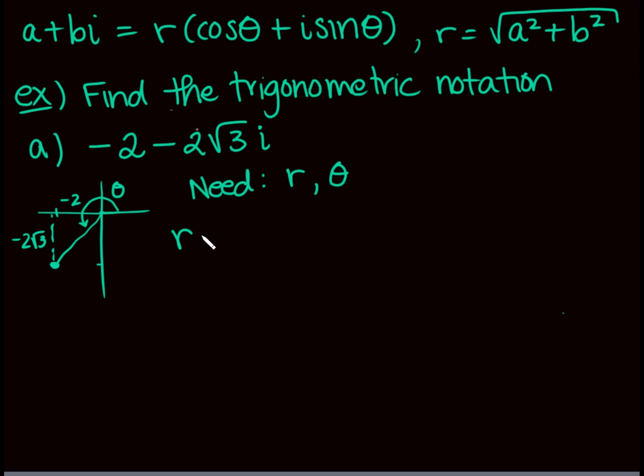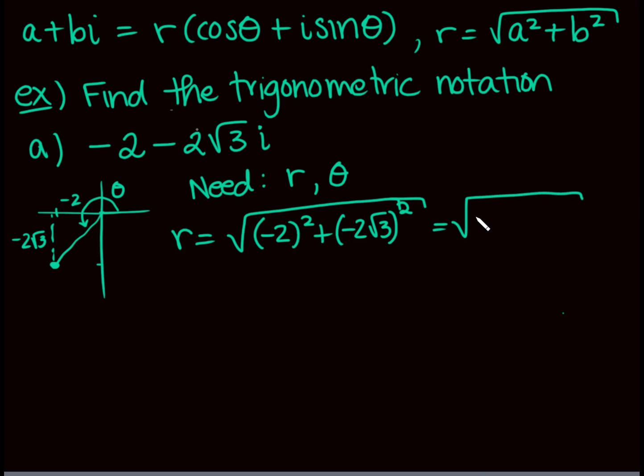So r is going to be fairly simple to find. R is the square root of -2 squared plus -2 root 3 squared. So what do we have here? That's going to be the square root of 4. What happens when I square this? Well, I just multiply it times itself. So -2 times -2 is 4. Root 3 times root 3 is 3, right? So 4 times 3 is 12. So look at what I get. I get the square root of 16, which is also known as 4. Okay, so this is good. So I know that r is 4, right?